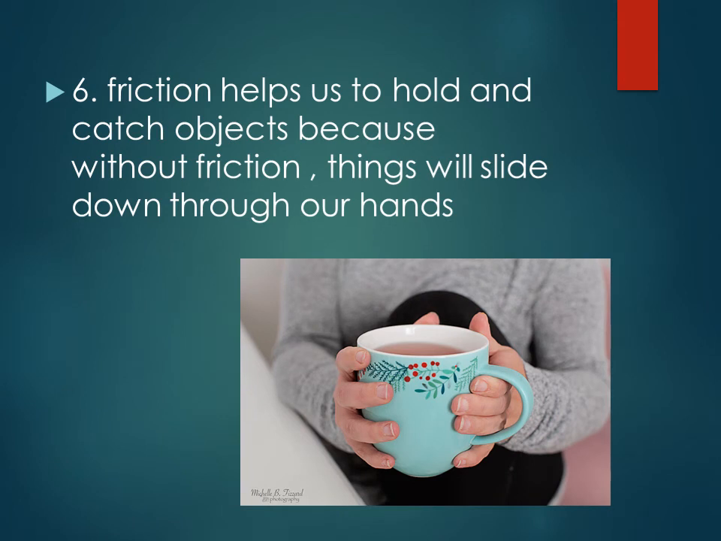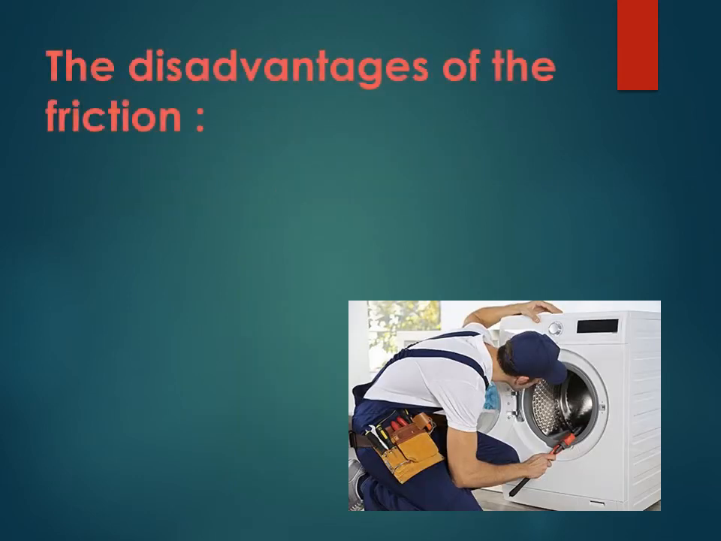Another advantage is that friction helps us to hold and catch objects. عن طريق الفريكشن بنقدر نمسك أي حاجة. Because without friction things will slide down through our hands. ممكن تتزحلق من ايدينا ومش هنعرف نمسكها. For that, friction helps us to hold and catch objects.